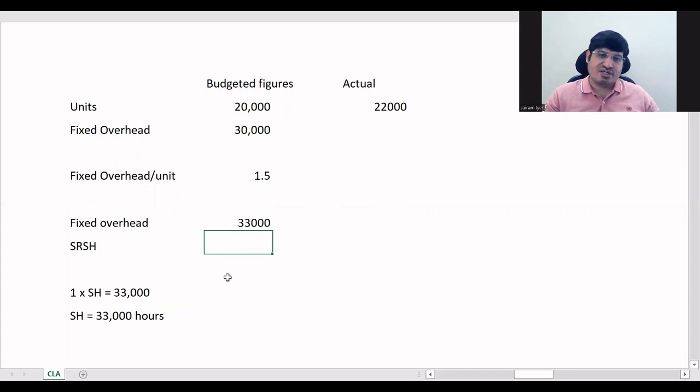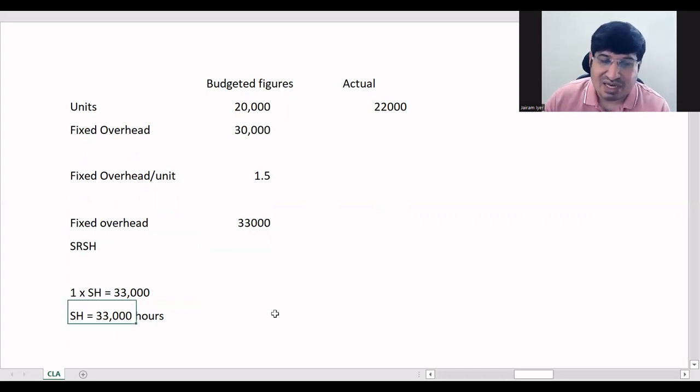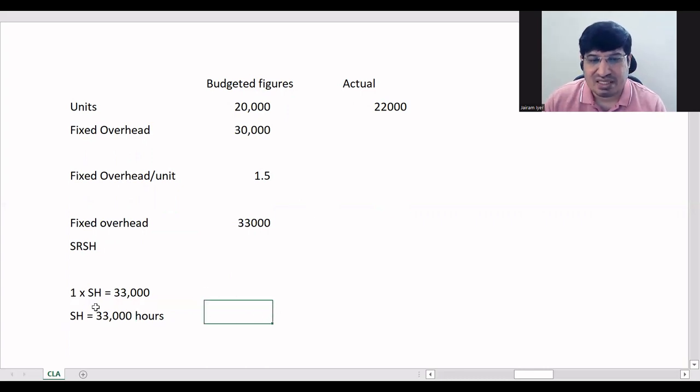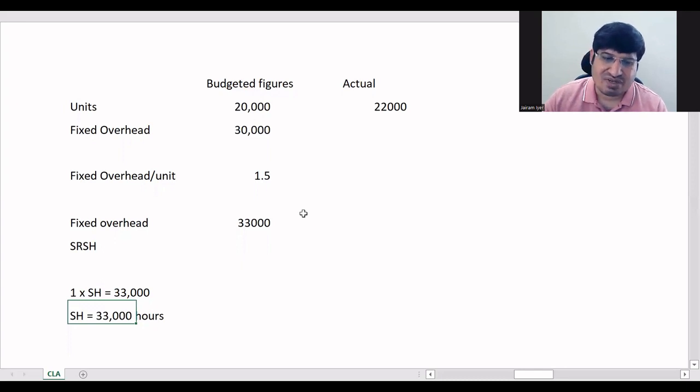Okay, तो इससे हमको क्या मिल गया? We got standard hours. Okay, तो अब ये चाहिए था, we needed this for calculation of the first figure. First figure क्या होगा? It will also be 33,000 because SR is 1. तो 1 into 33,000 will become 33,000 only.